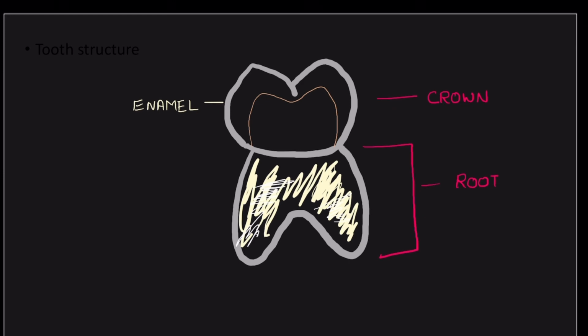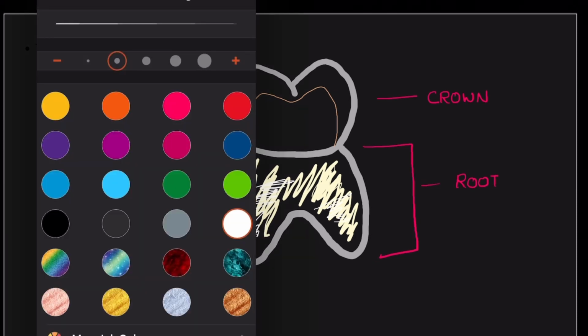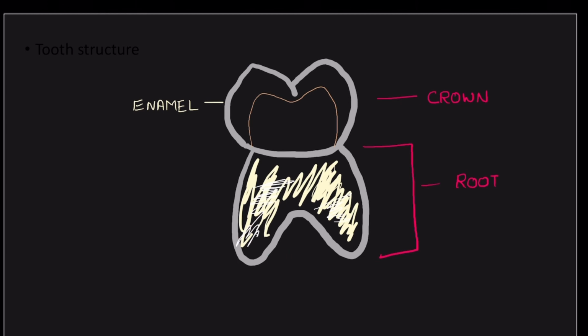The tooth is made up of the crown part, which is the top part visible in your mouth, and the root part. The root part isn't visible to you as it is covered by the gums. Here in this diagram I'm going to show you the root part. This leg-like structure is the root part, and it is covered by the gums. Now the top part is the crown part.